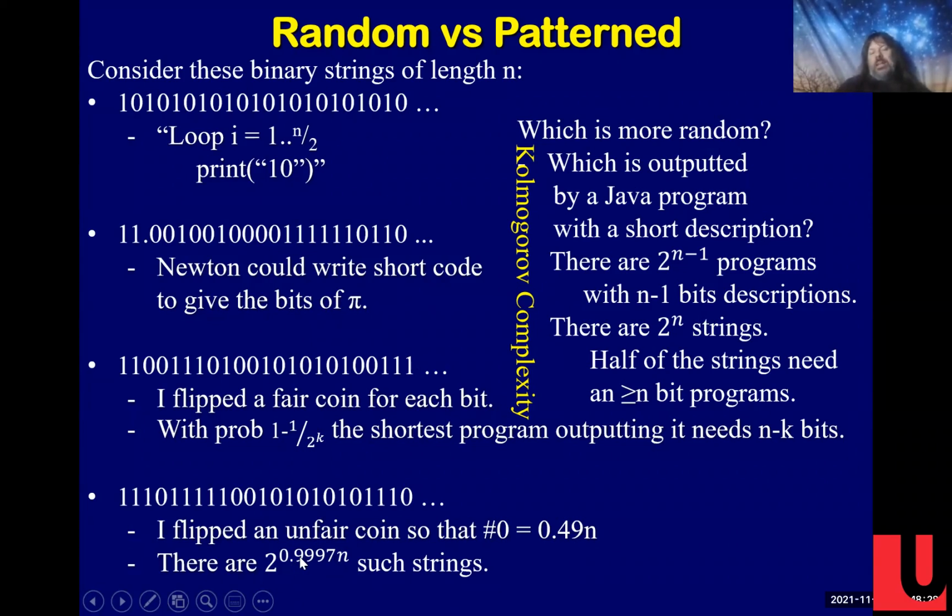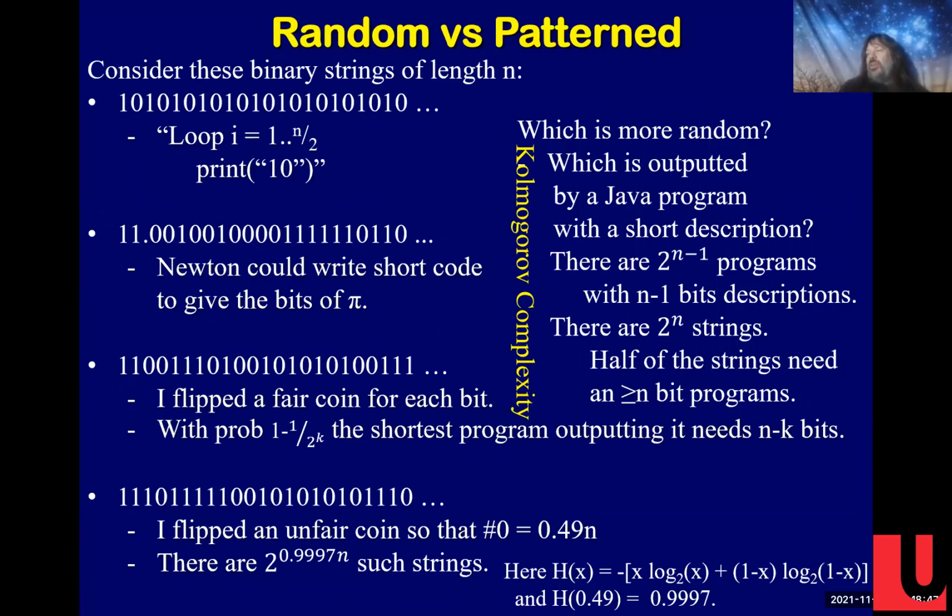Now, you might ask, where did I get this number from? We won't go into the math of why this is the case, but let me tell you how I computed this number. This function h is called the entropy function, Shannon's entropy, which we could learn more about. It's a great subject. But basically, h takes in a number between 0 and 1, and it does this calculation. And if you put in 0.49, it comes out with this number. So that's how I got from this number to this number.